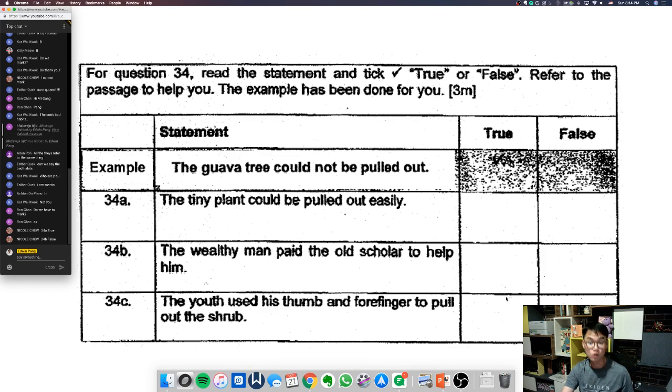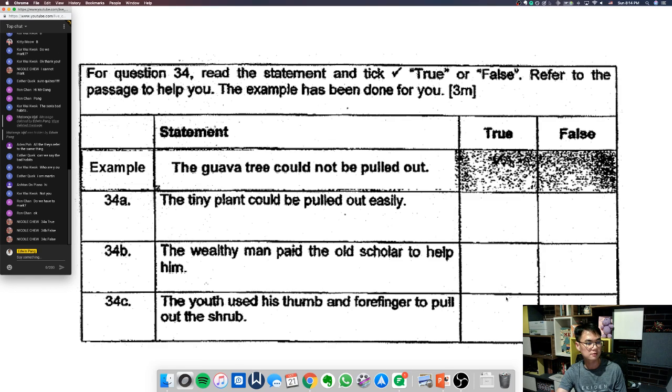The wealthy man did not pay the scholar to help him. The wealthy man asked the scholar, pleaded with him to help. Very good. 34C? Is it true or false? False. Very good. So the youth used his thumb and forefinger to pull out the tiny plant, but he didn't use his thumb and forefinger to pull out the shrub, which is a much bigger plant.